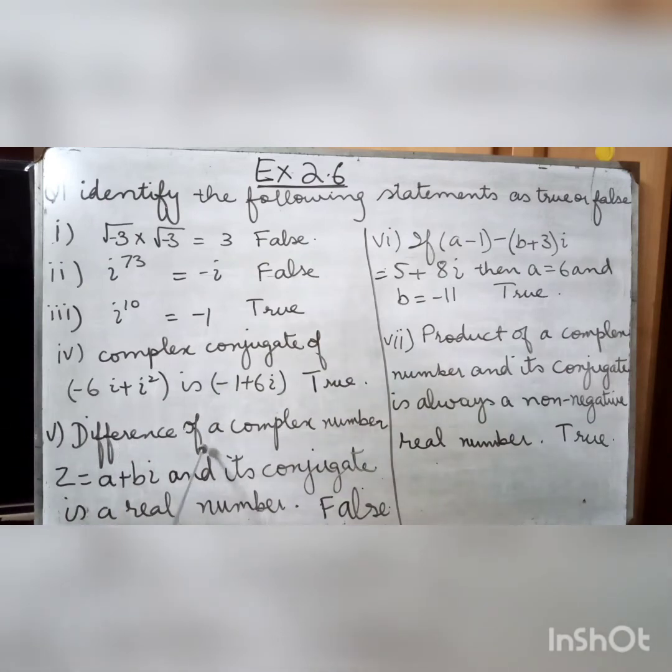Fifth, the difference of a complex number z = a + ib and its conjugate is a real number. It is false. Sixth, if (a - 1) - i(b + 3) = 5 + 8i, then a is equal to 6 and b is equal to minus 11, true. Seventh, the product of a complex number and its conjugate is always a non-negative real number, true.